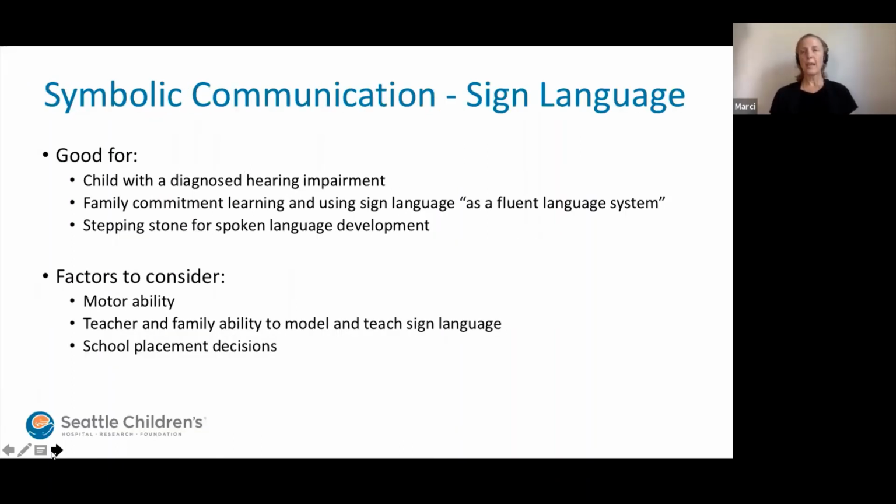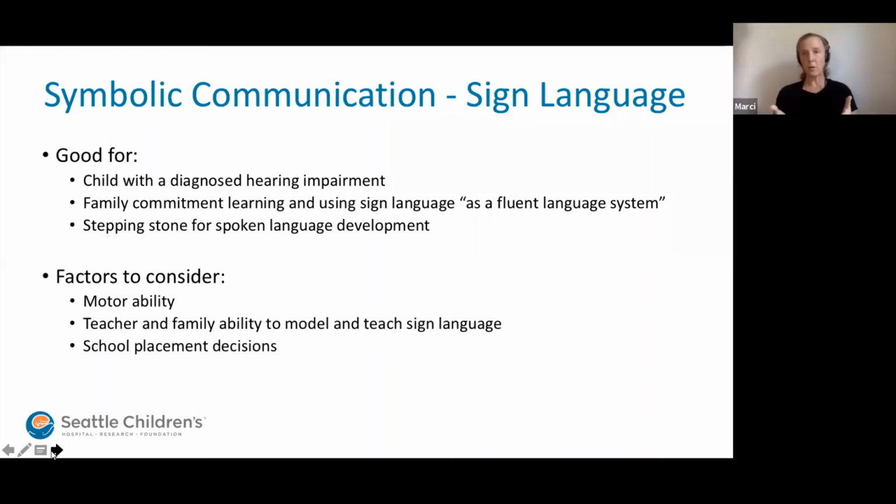So then you're thinking AAC might be a good idea, and we all think about sign language because, hey, it's free, and here's my hands, and I have hands, and I know some signs, so it might be a good idea. Well, it's a good idea for kids who have a diagnosis of a hearing impairment. It's a good idea if the family is committed to learning and using sign as a fluent language system. So families have their hearts in the right place when they say, oh, we watch Signing Times videos, which is giving the child vocabulary, but not giving the child a fluent model of a language system.